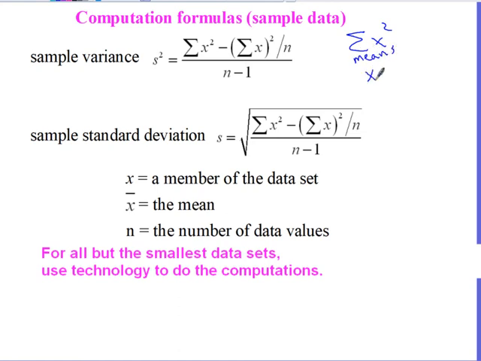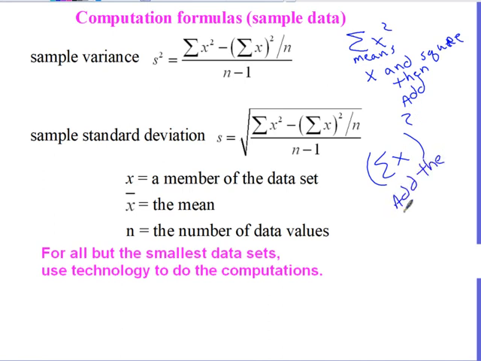take x and square it, okay, then add them up. The parentheses and sum of x squared means to add the values up. Then, here we go, square. So that's the difference between the two.